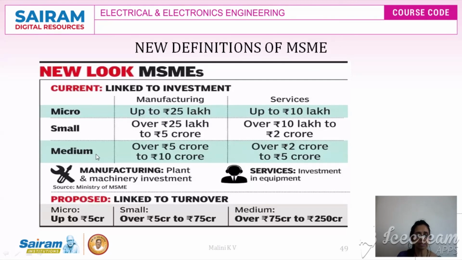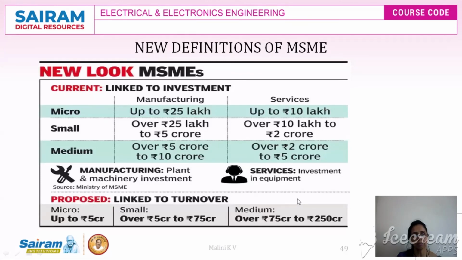And for medium scale enterprises, the manufacturing sector investment limit is over 5 crore to 10 crore. If the investment is between 5 crore and 10 crore in a manufacturing sector, then it is called a medium industry. And if it is a service industry, the investment limit will be between 2 crore and 5 crores. The manufacturing investment means plant and machinery, and services means investment in the equipment.